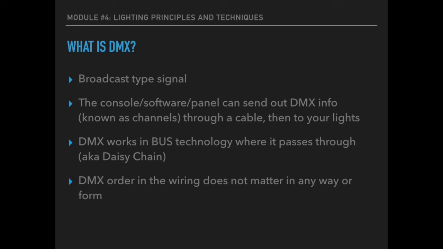The console software panel can send out DMX signals through what is known as a channel, and through this cable then to the lights. DMX works in a bus technology where it passes through, also known as daisy chaining, sometimes called that with sound equipment as well, where you can run from one light to the next. And what's really interesting is the order in the wiring does not matter in any way or form. It's nowhere near as complicated in sequence as audio sound equipment. With DMX, as long as it's connected to the chain, you can control it.